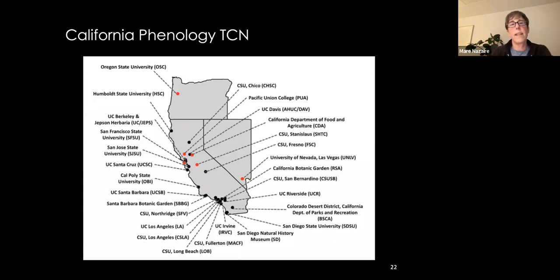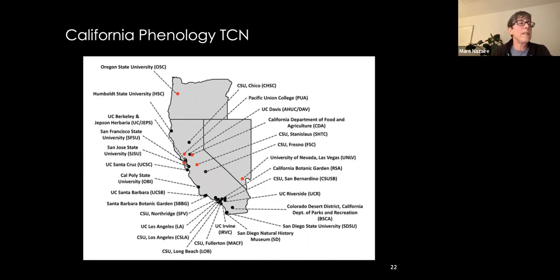So the first TCN that I'd like to talk about is the California Phenology TCN, and I'm sure that most of you are quite aware of that, especially if you're associated with any one of these collections here on this map. This is a collaborative effort among 28 institutions. And what you see on the map here are black dots that represent institutions from the original TCN, and red dots that represent those from newly funded PENs.